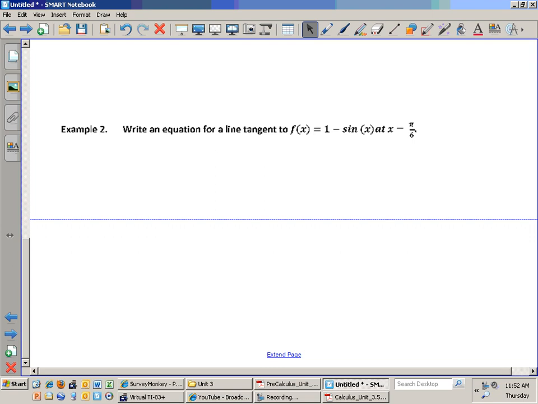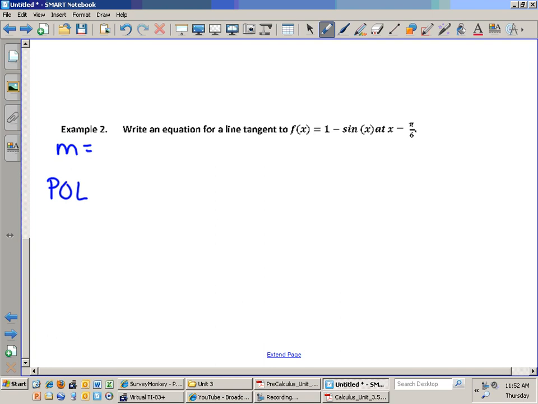So if I want to write an equation for a line that's tangent, I have to find two things. Number one, I have to find my slope. And second of all, I have to find my point on my line. It's on the bottom of your page from yesterday. Can somebody tell me the x value for my coordinate? Pi over 6. How would I figure out the y value of that coordinate? I would plug it in. I'm going to take my pi over 6 and plug it in there.